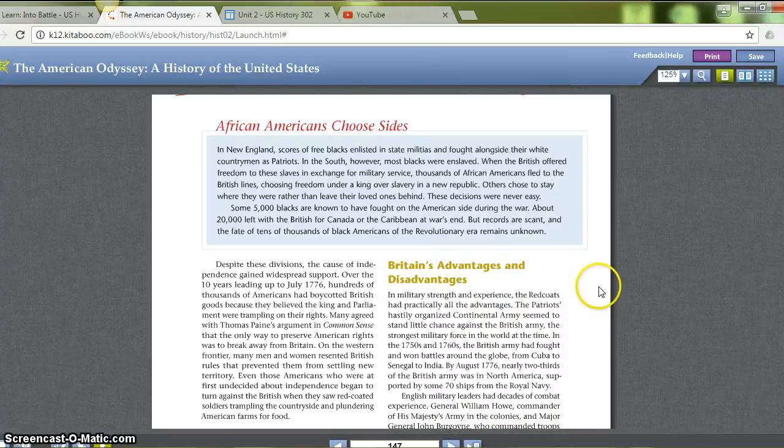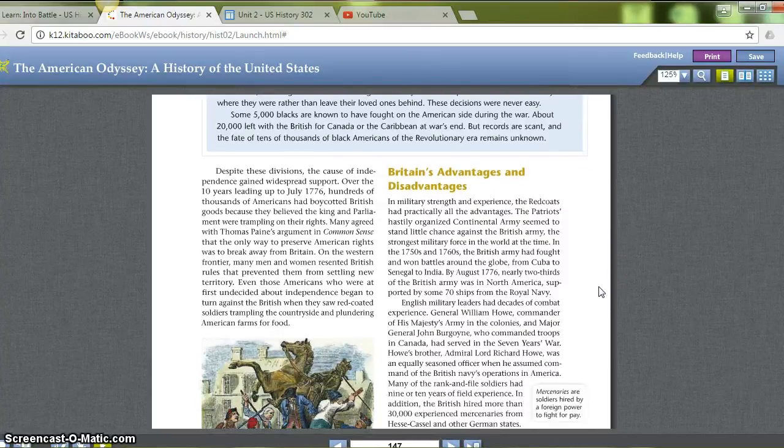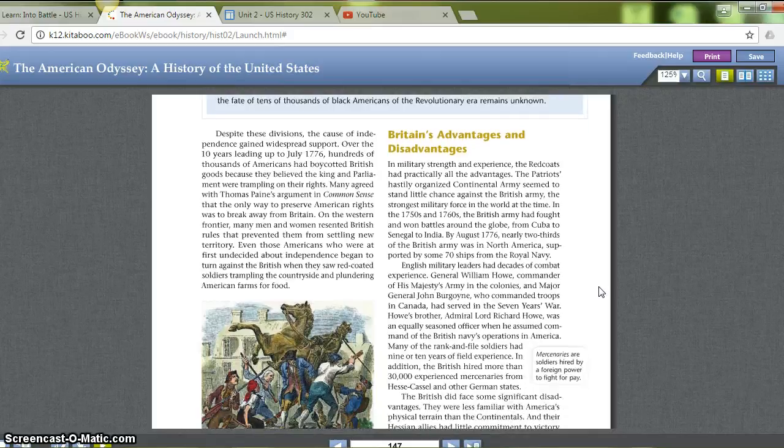Now we'll read Britain's advantages and disadvantages. This is pretty important to note as we talk about the advantages and disadvantages of Great Britain and the colonies. You should probably pay particular attention to this section. In military strength and experience, the Redcoats had practically all the advantages. The Patriots' hastily organized Continental Army seemed to stand little chance against the British Army, the strongest military force in the world at the time.